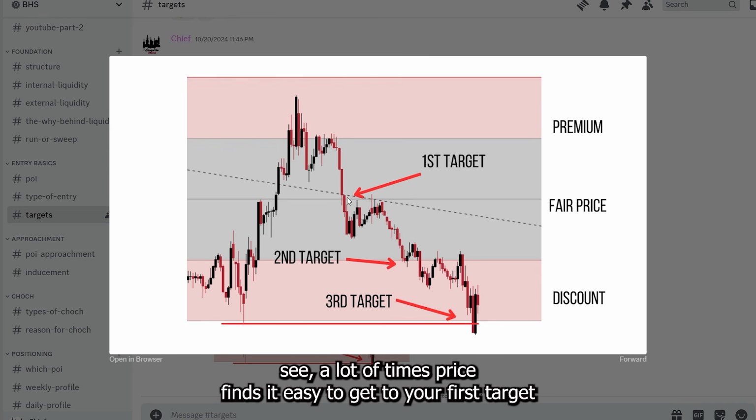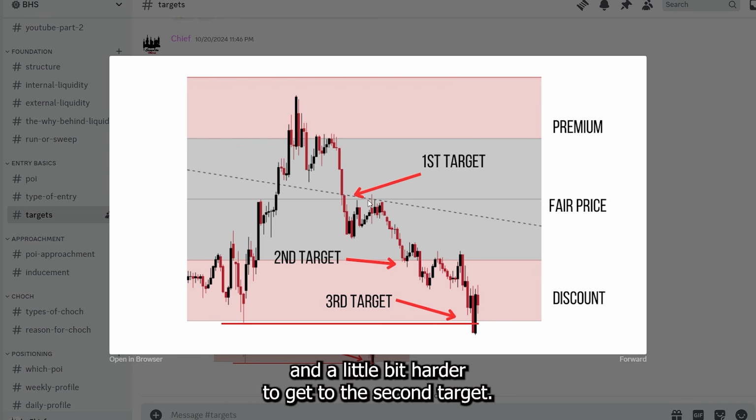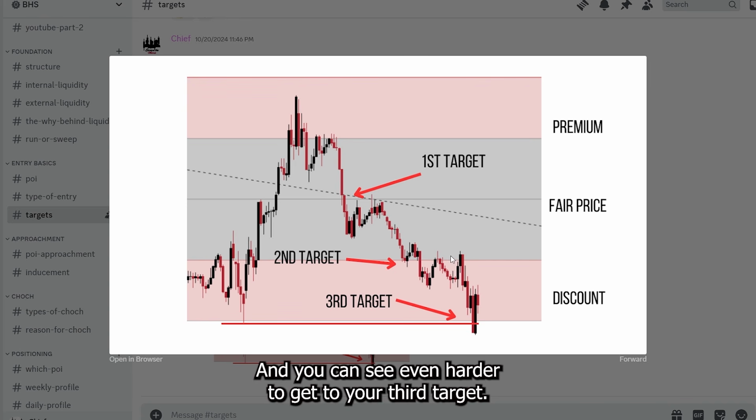As you can see, a lot of times price finds it easy to get to your first target and a little bit harder to get to the second target. And you can see even harder to get to your third target.